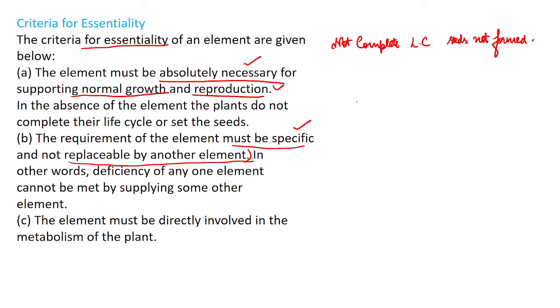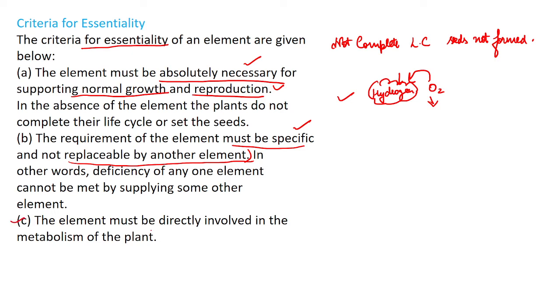Say for example, if we talk about hydrogen, or oxygen, whatever element we are taking, that mineral requirement is specific. For example, if there is a hydrogen deficiency in the plant, this deficiency cannot be overcome by oxygen. That deficiency will definitely be overcome by hydrogen only. If this is so, then that element is very essential for that plant. I hope this is clear.